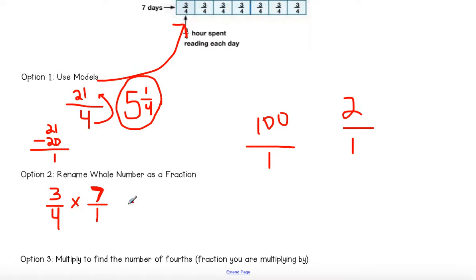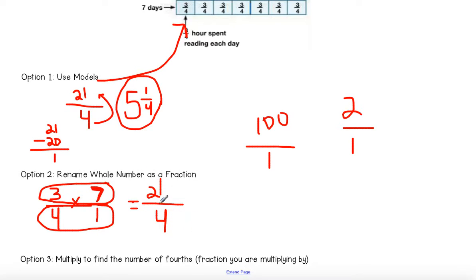And then what you do is just multiply across. And you might have seen this done in the first set of notes that we took 2 days ago. But I'm just going to multiply across the top and across the bottom, which is different than adding fractions. Normally when we add fractions, we leave the denominators the same. When we multiply, we multiply both the numerator and the denominator. So watch what I do here. I multiply my numerator first. 7 times 3 is 21. And then I multiply my denominators across. So 4 times 1 is 4.